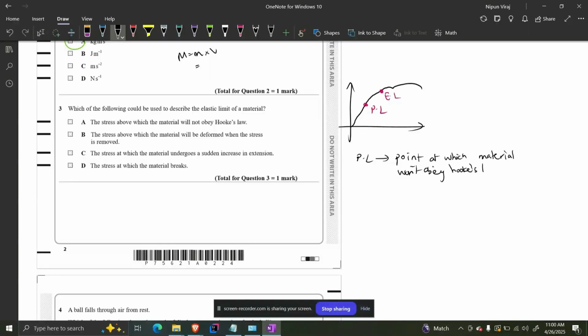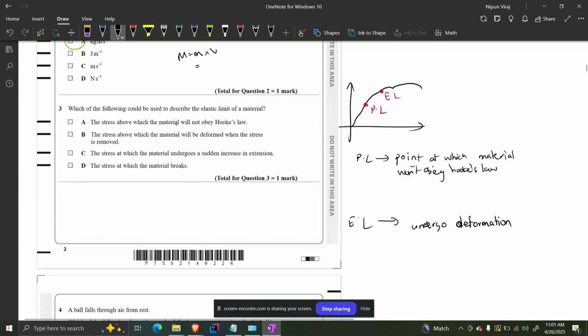Simply, what happens is if you stretch a material above the proportional limit, the force won't be directly proportional to the extension. But if it is before the proportional limit, the force will be directly proportional to the extension. That is a simple point that we all know. And above the elastic limit, the material will undergo deformation.